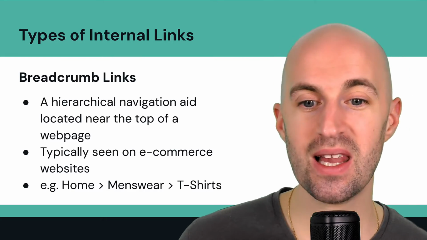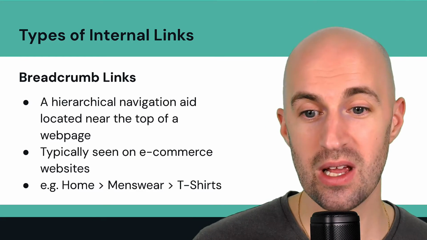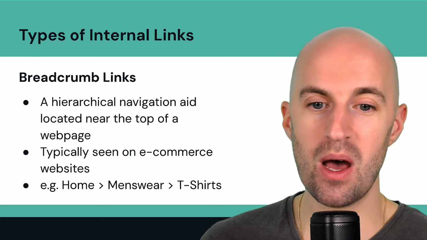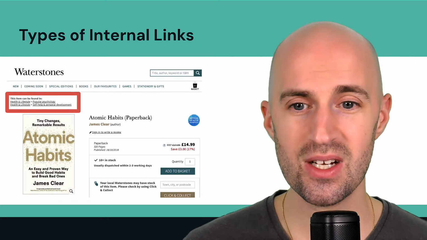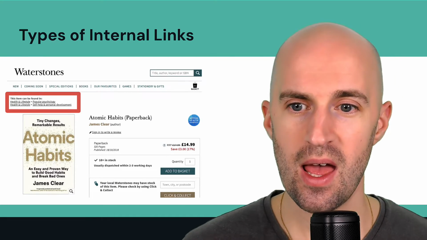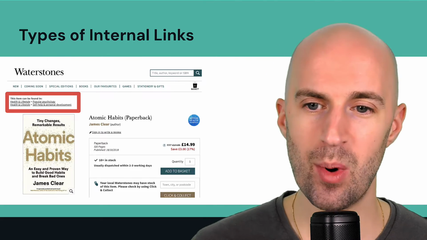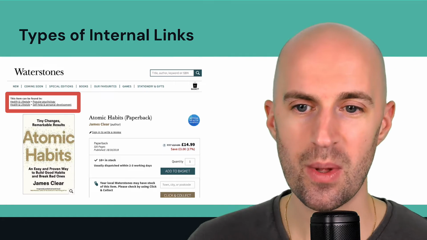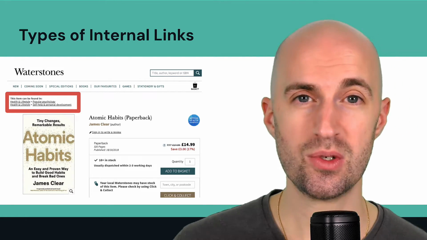And then you can also click on, let's say, menswear to go up to the category level, or you can click on home and go to the home page. So it makes navigation much easier, but all those are also internal links. So here's an example on Waterstones. At the top left here, you'll see that this specific book is located in the popular psychology and the self-help section, and you can click on those, and those are internal links that go to those categories.